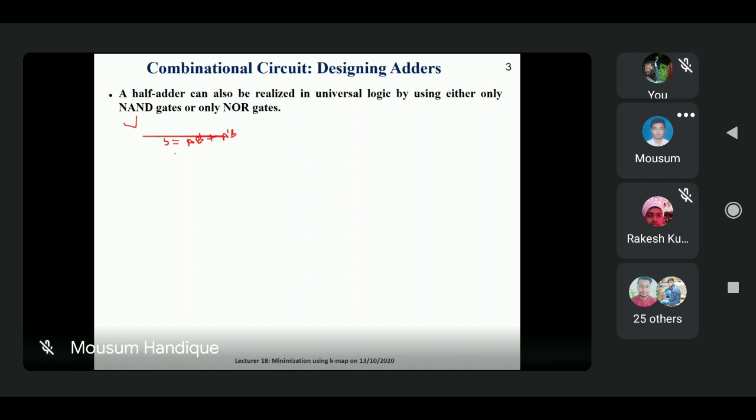Next one. Can we write this particular expression something like that? A B, A bar B bar plus A bar plus A.